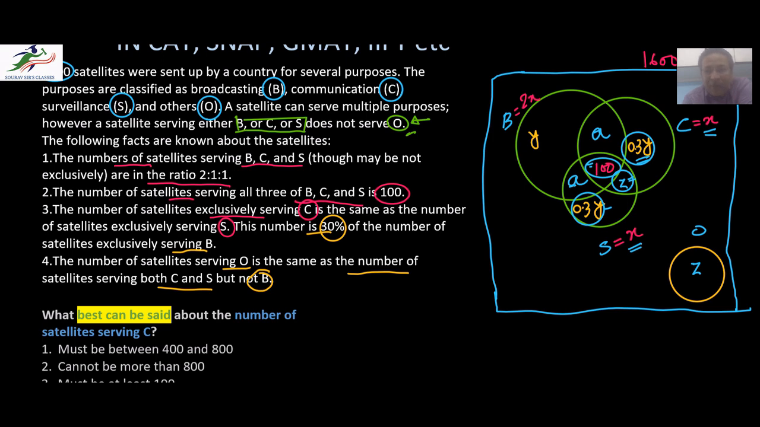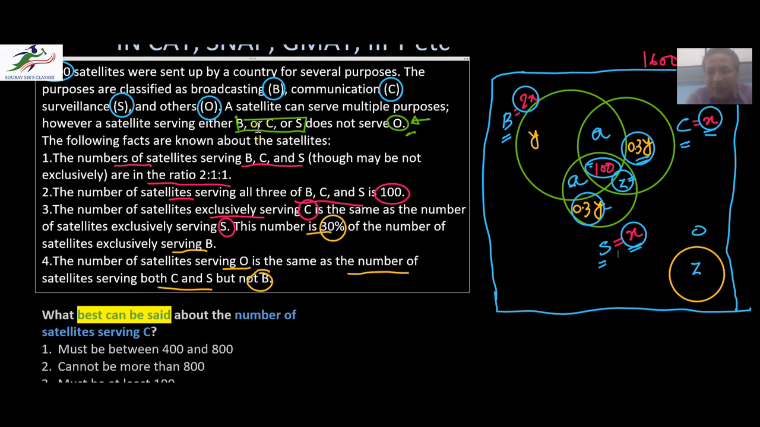Now we are given two conditions that we have to check. One is B is twice of C and twice of S. So this is the first condition that we will check for.